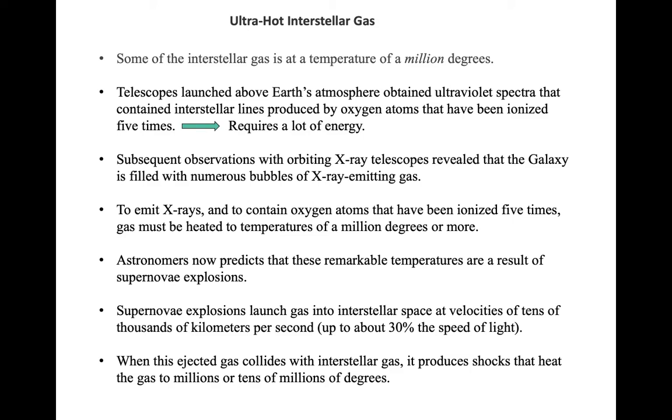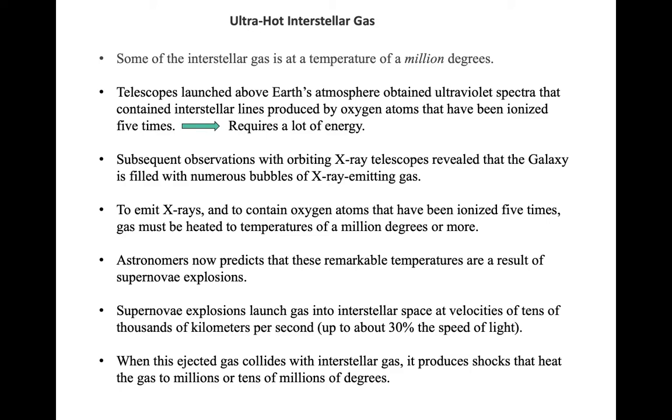And then they go to the next step, right? The next step is they now predict what should be the reason for this, because up to now we have talked about interstellar matter and never had an issue with interstellar matter having these enormous temperatures. Now we detect something like that from our observations. Now we have to explain it, right? So this is how the scientific method works. And then astronomers predict that this remarkable temperature comes as a result of supernova explosions, right?